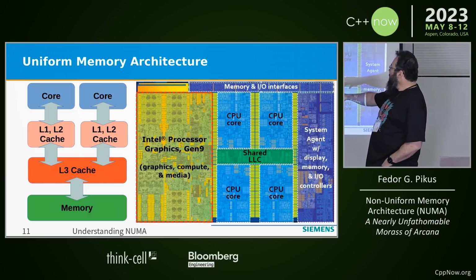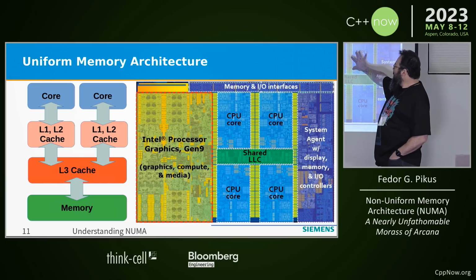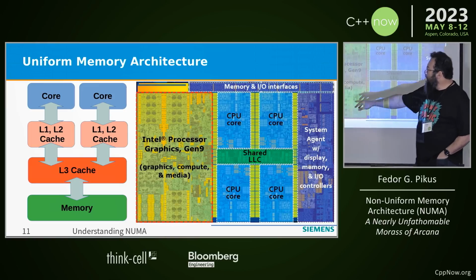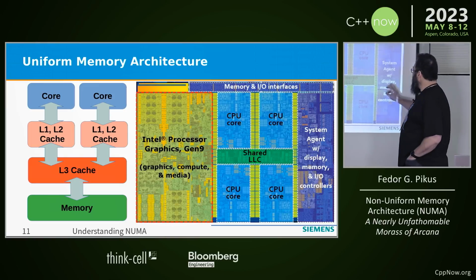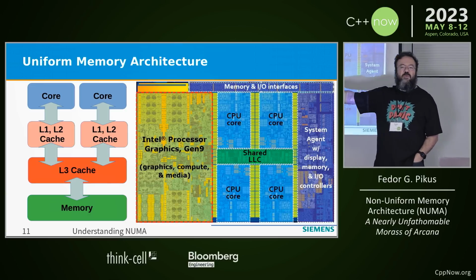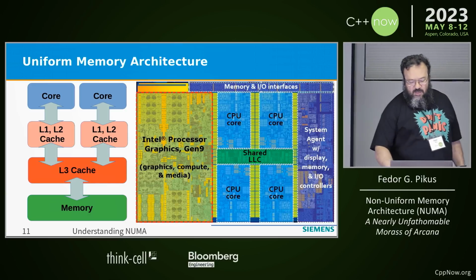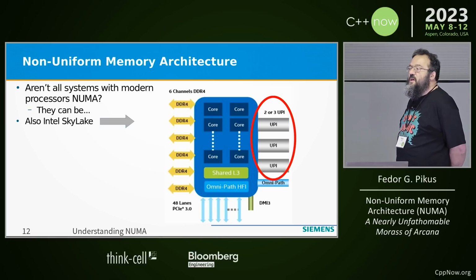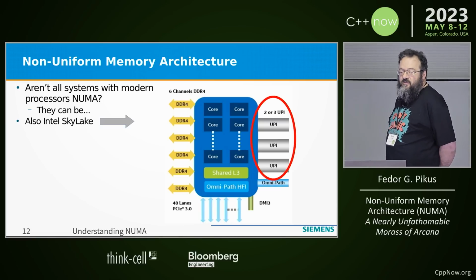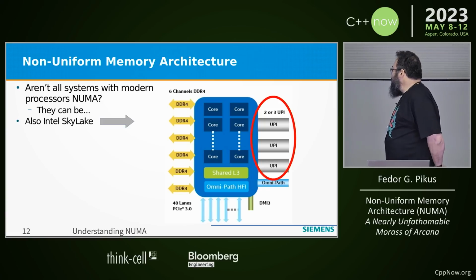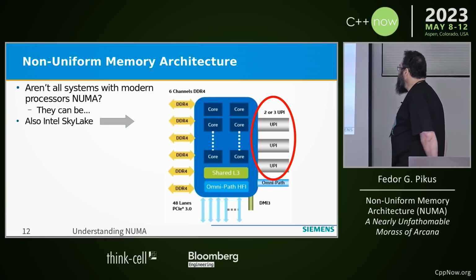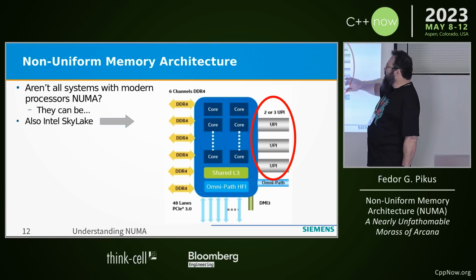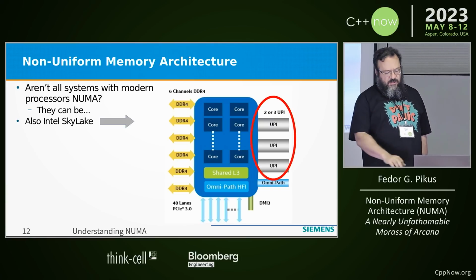So the diagram looks like this. These are all the cores. This is the shared cache. That bottom arrow, that's the memory controller, and the memory is there. So this is still uniform memory architecture. That same processor can be in a NUMA configuration, because the other part of that system agent is these UPI links.